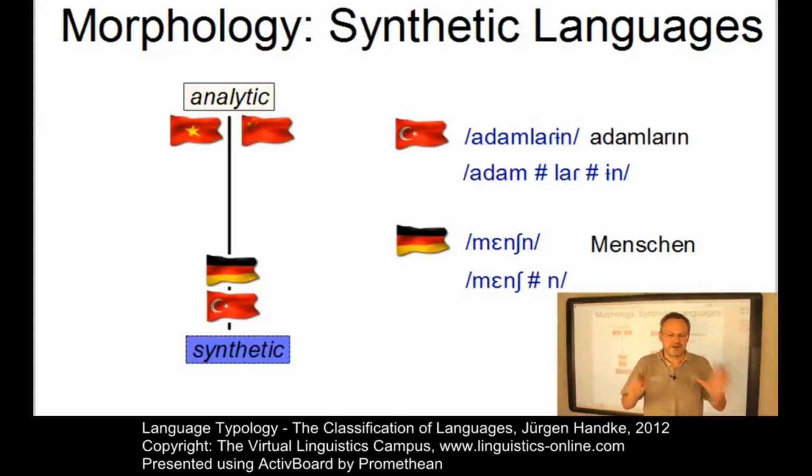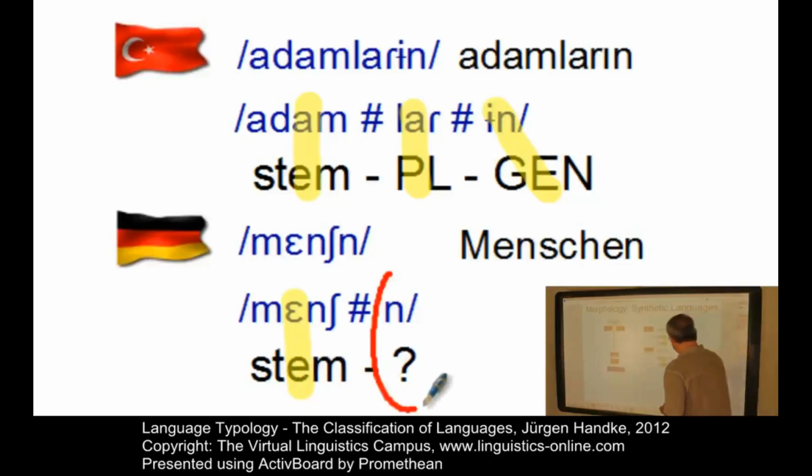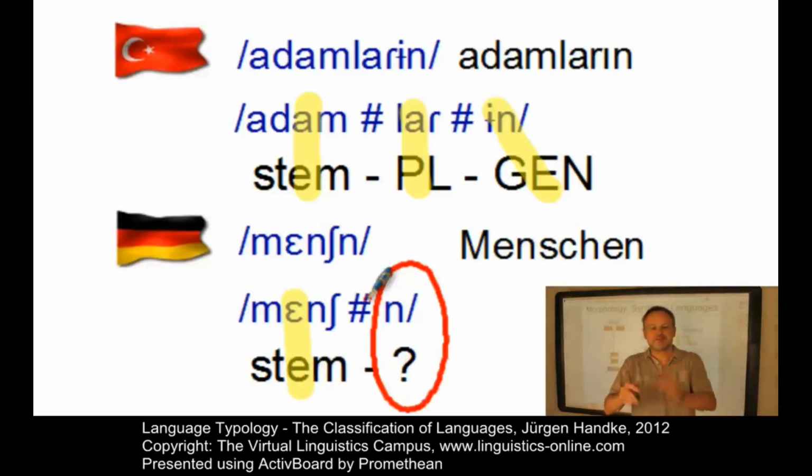Let us now look at the function of the morphs in German and Turkish in more detail. Now, in Turkish, we have a clear-cut correspondence between morphs and their grammatical function. Adam, which means man, is the stem. Lar stands for the plural and ın stands for the genitive. In German, the same holds for Mensch, which is the stem. But what about the affix? Well, in Turkish, we can say the 2 bound morphs, plural and genitive, lar and ın, are functionally unambiguous.